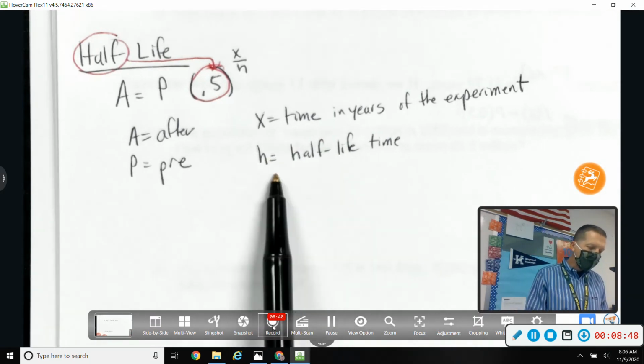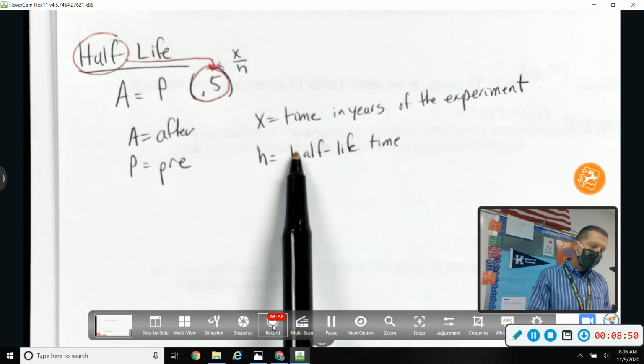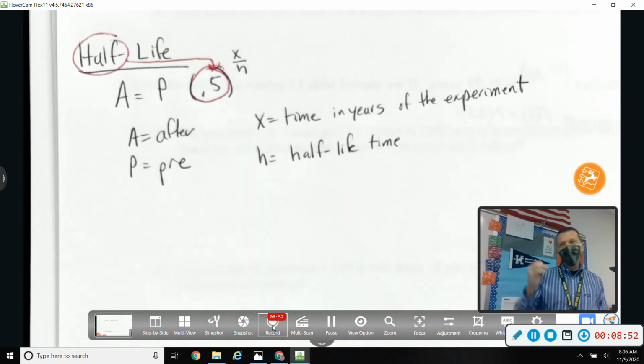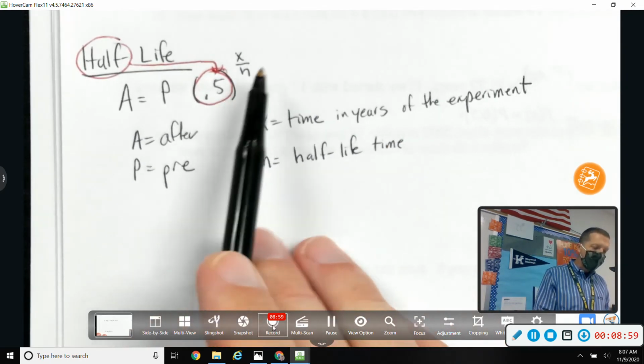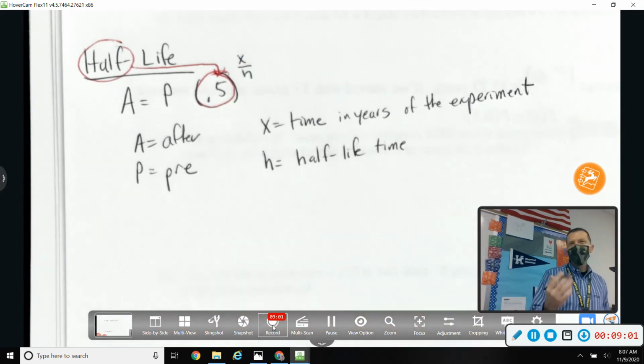So H will be given to you, usually. Well, they'll both be given to you. It's just a matter of which one's in the top, which one's in the bottom. That's how people miss these problems. But the half-life that's given to you is the bottom one. The top number is how long are you going to let the experiment run? Or how long do you let the decay go on?